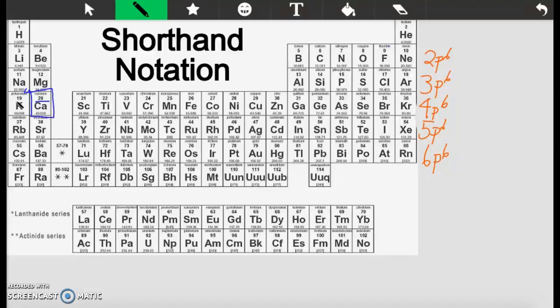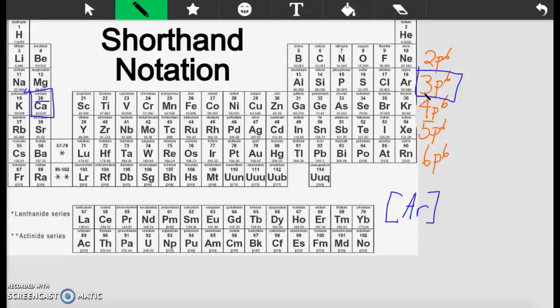19. So potassium, not a noble gas. So hop all the way over to 18. Argon. That is a noble gas. Okay, so that's what goes in your bracket. Argon. Now, the configuration for argon is 3p6.